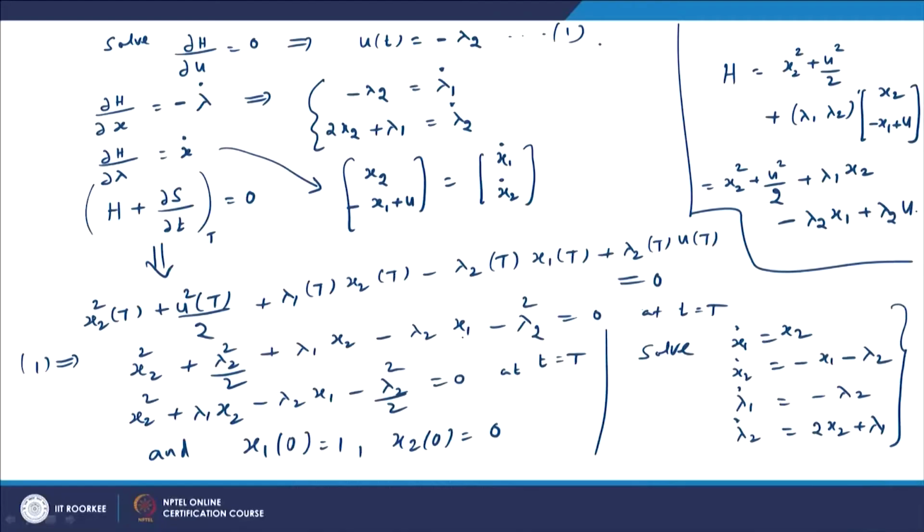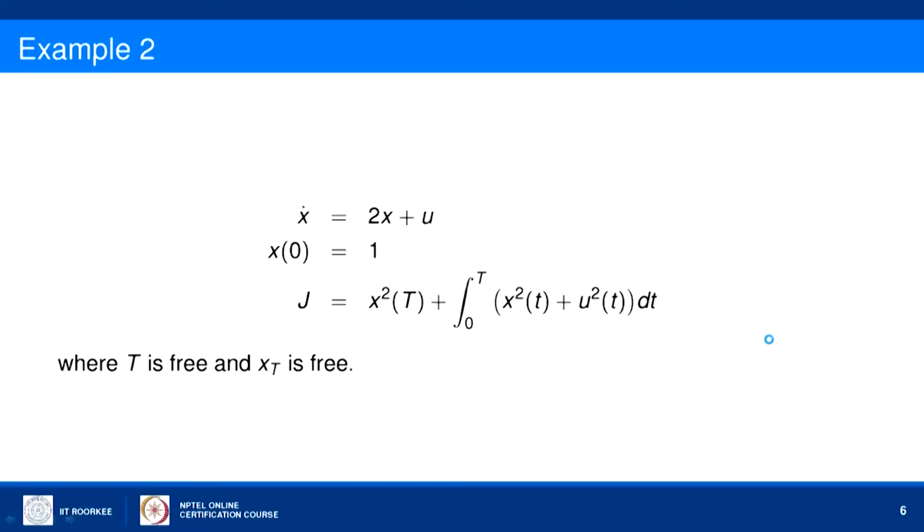After finding the value of say lambda 2, we substitute in the equation 1 and that gives the control function u of t, that is the optimal control, and the solution x1 and x2 obtained from here is called the optimal state variable for the given problem 1 here. Okay. So, now we will consider the example 2.